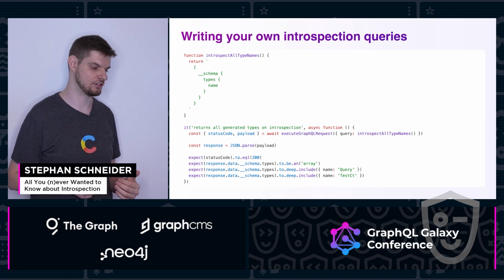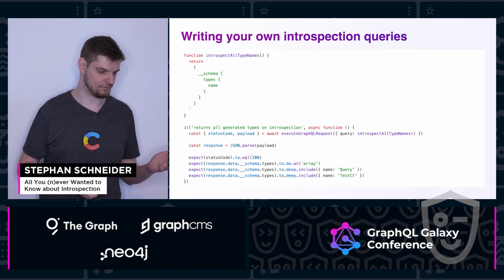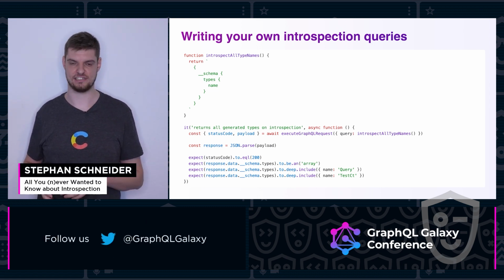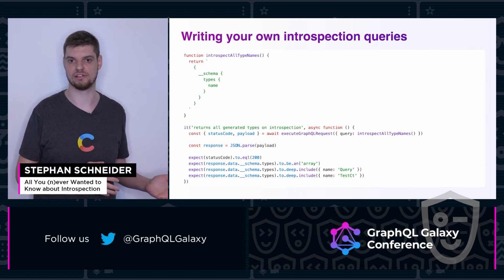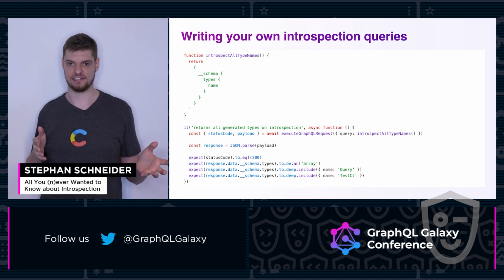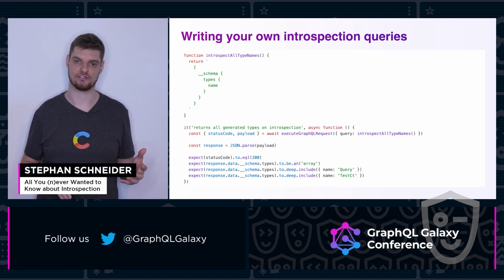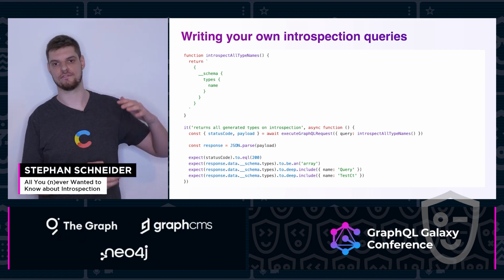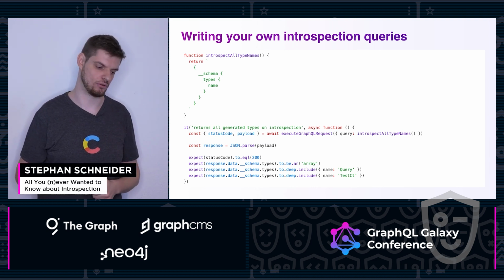And then in a test assertion, we can just check that, for example, the query or the test CT type are available in our API. With that, you can basically test all those assumptions with your own introspection queries without taking the full lengthy 100 lines of code one.